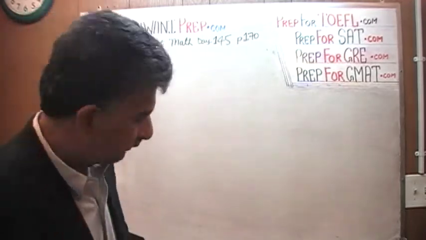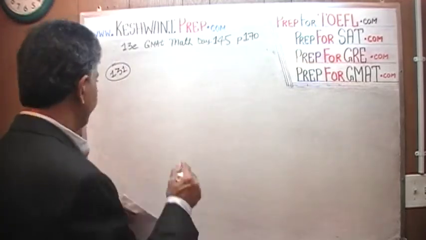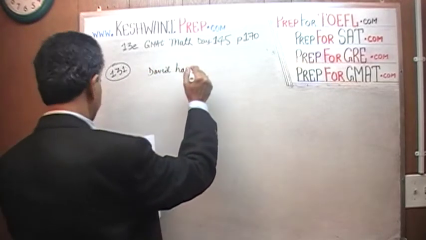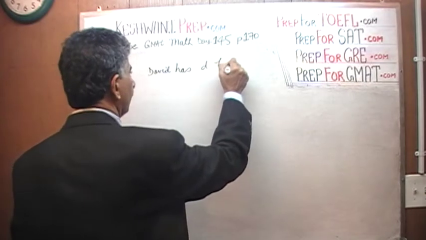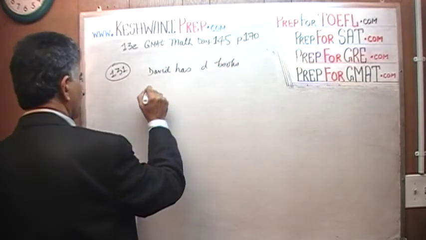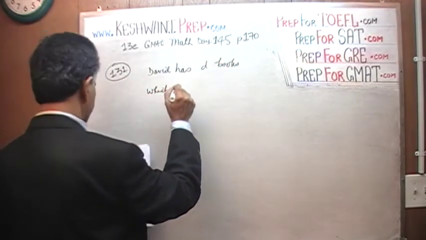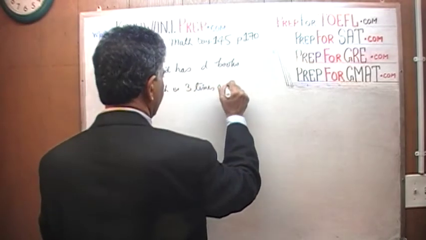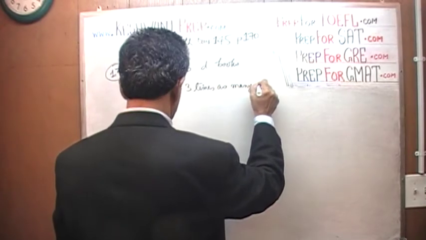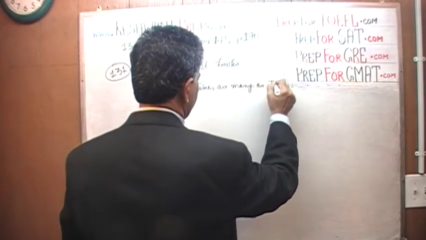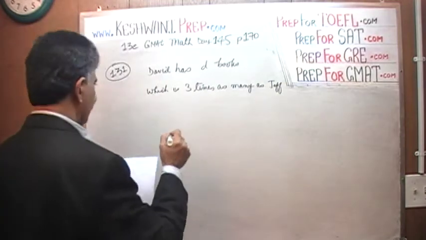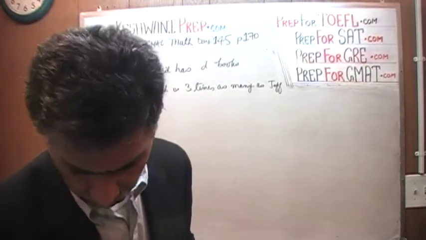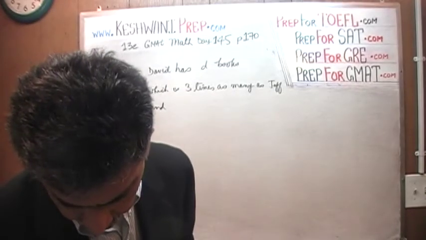It says, 131, David has D books, which is 3 times as many as Jeff's, and it should say 3 times as many as Jeff's, with apostrophe S.